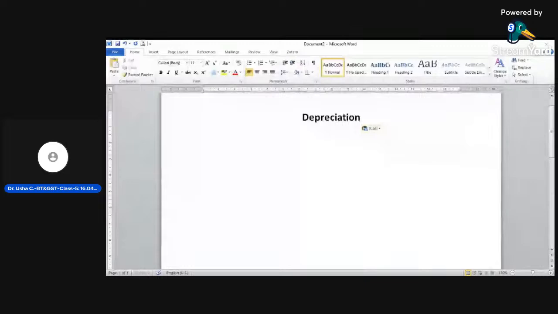What is depreciation? You will have an idea already. Depreciation, in the sense, we say that due to usage of an asset, wear and tear of an asset, or reduction in the value of an asset, we charge depreciation. We say depreciation.